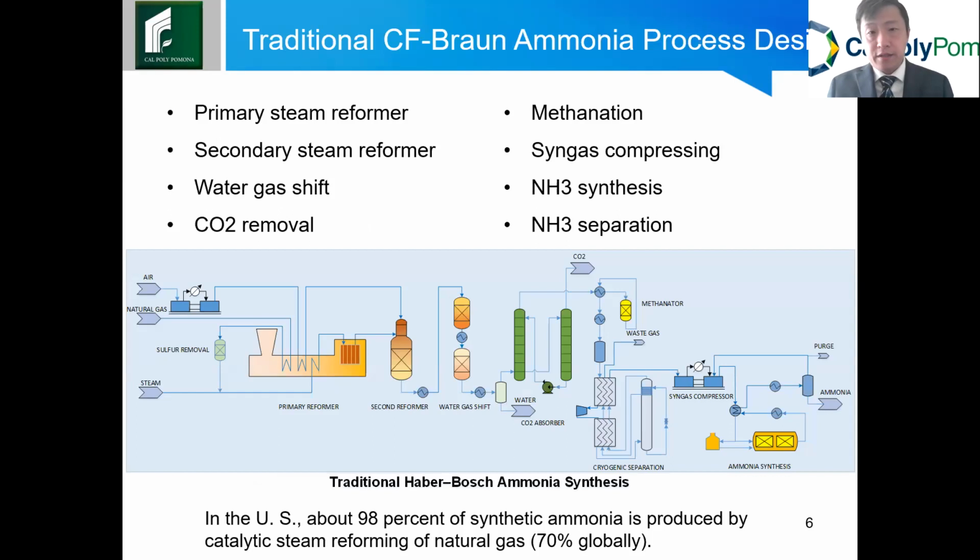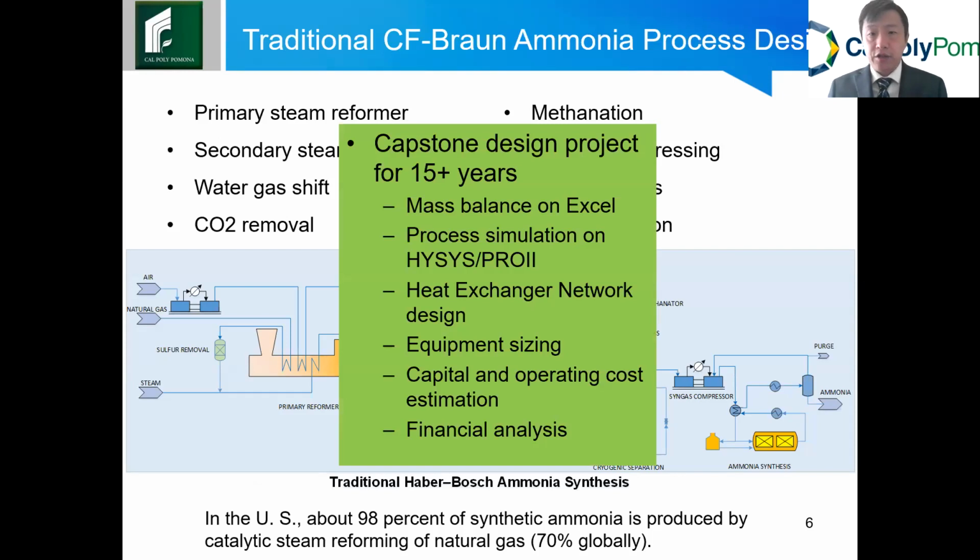For the traditional process, we use Haber-Bosch, which uses natural gas as a raw material and goes through steam reforming, water gas shift, CO2 removal, ammonia synthesis, separation, and so on. This is a project that we have already used for more than 15 years in our university. We do the mass balance, process simulation, heat exchanger network design, equipment sizing, capital and operating cost estimation, and financial analysis. So this is a well-developed process design project.